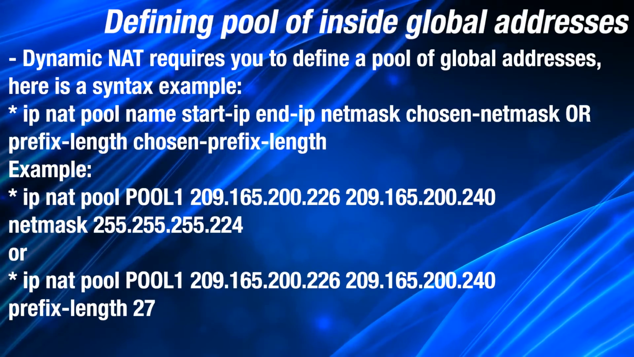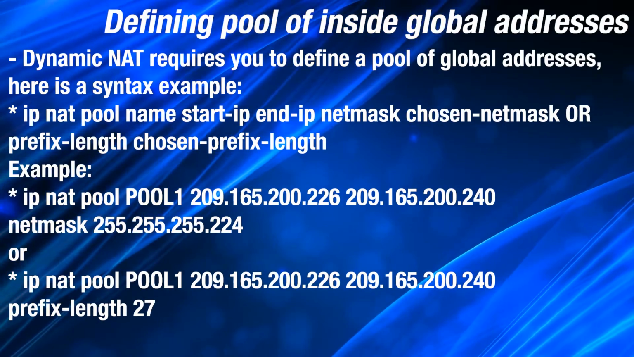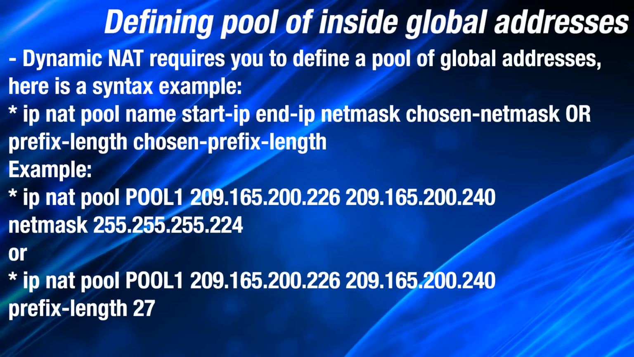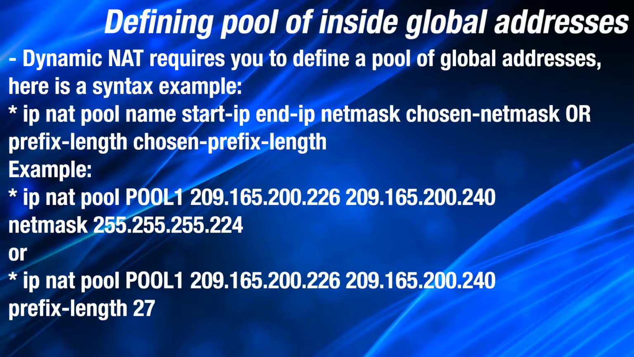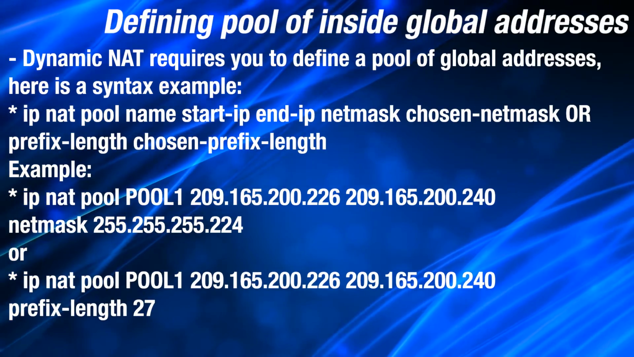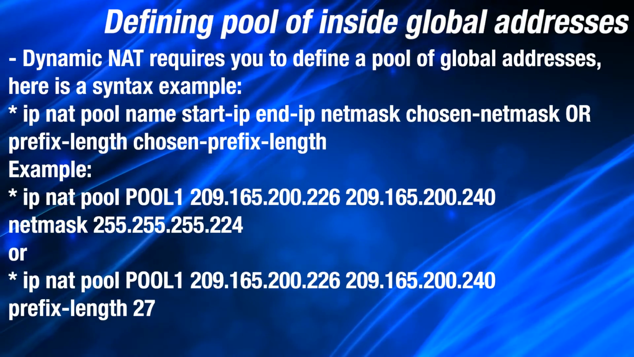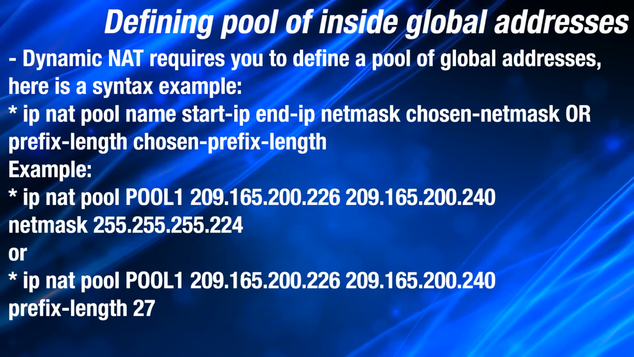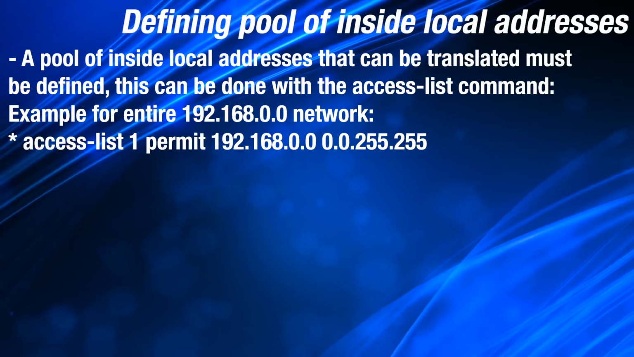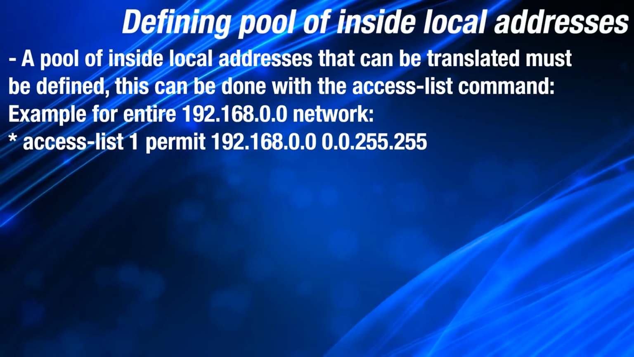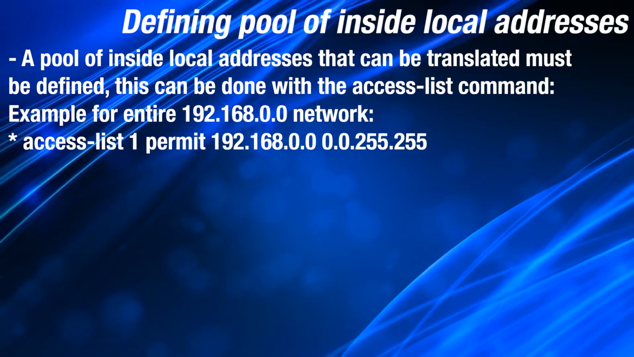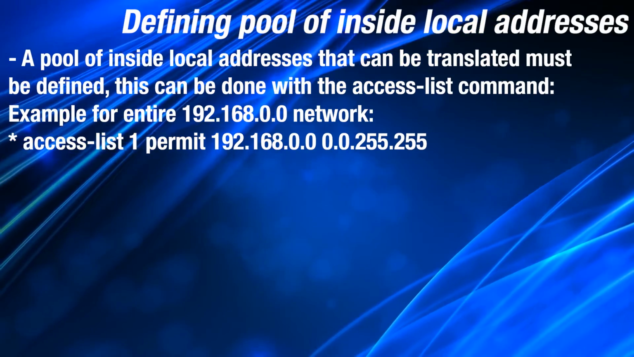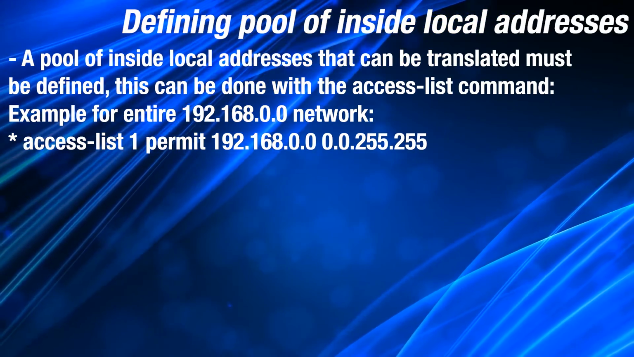For this example, we're going to use the pool 209.165.200.226 to 209.165.200.240 with the net mask of 255.255.255.224. After that, you'll want to configure an access list to allow translations. For this example, we're going to permit addresses from the 192.168.0.0 network. Remember, this is done on a first-come, first-served basis.